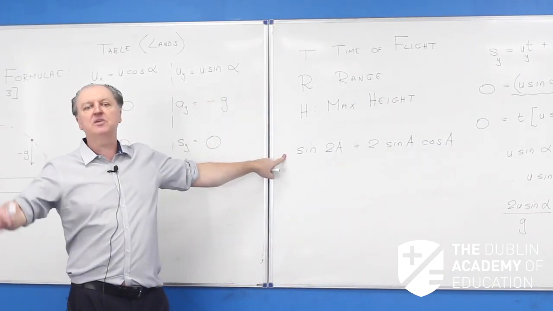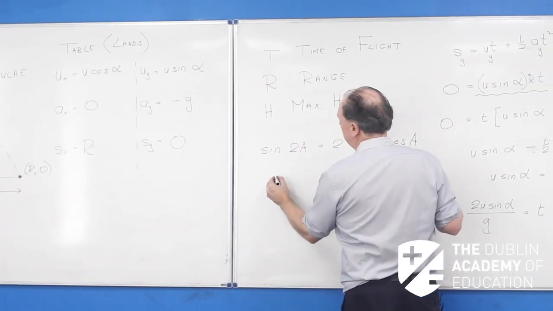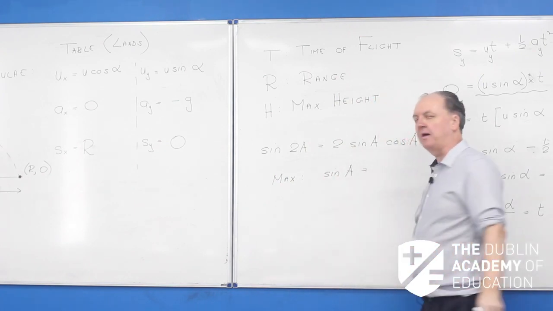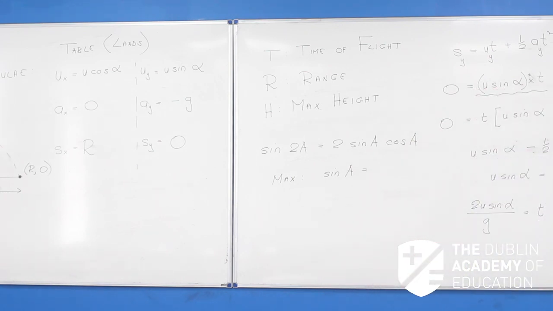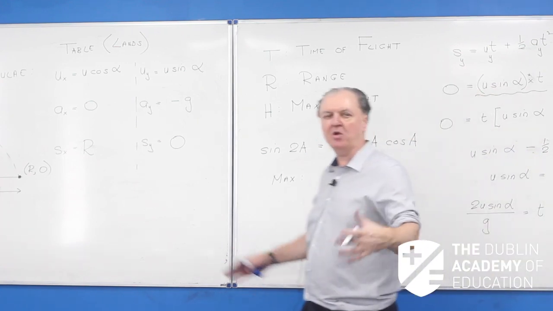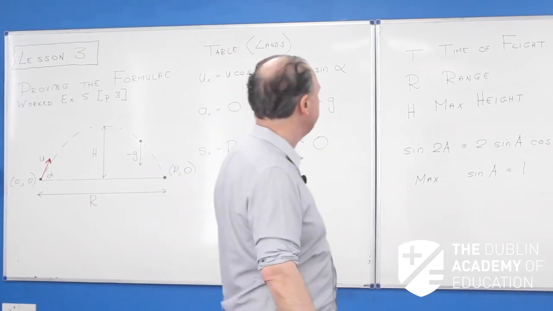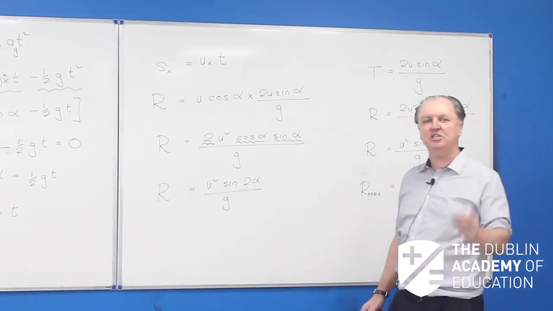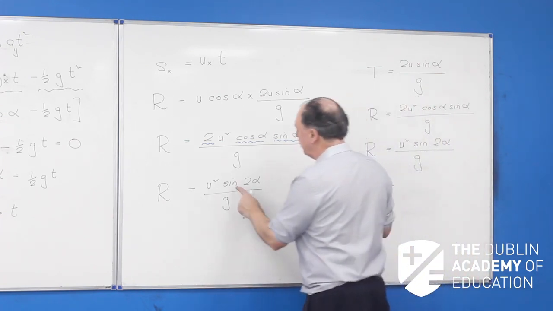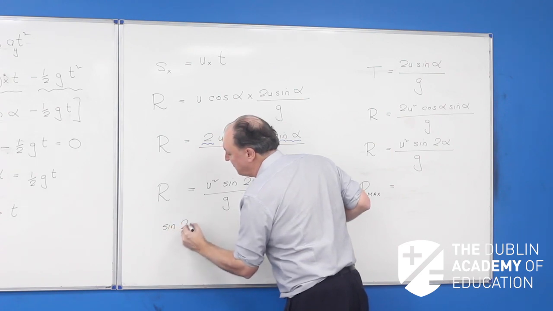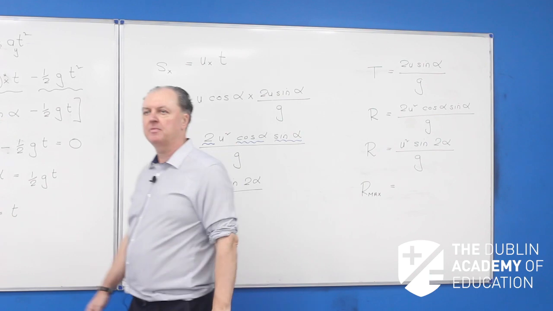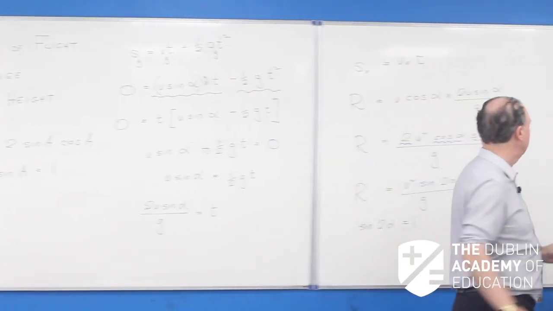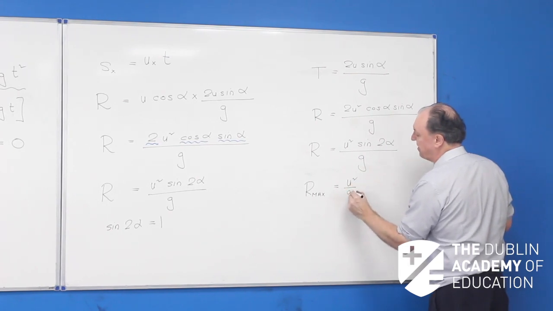There's a bit of trigonometry I talked about. Here's another piece of trigonometry. The maximum value of sine A, the highest value sine A can go to is 1. Can't go any higher than 1. Again, I'm not going to be explaining that to you. I'm just telling you that. That's the sort of thing you do in maths. So if I want to get the maximum range, I want this value of sine to be at its maximum value. Its maximum value is 1, so put sine of 2 alpha equal to 1. Well, if that's equal to 1, what's your maximum range? That's 1, so it's u squared over g. So the maximum range, R max, is u squared divided by g.